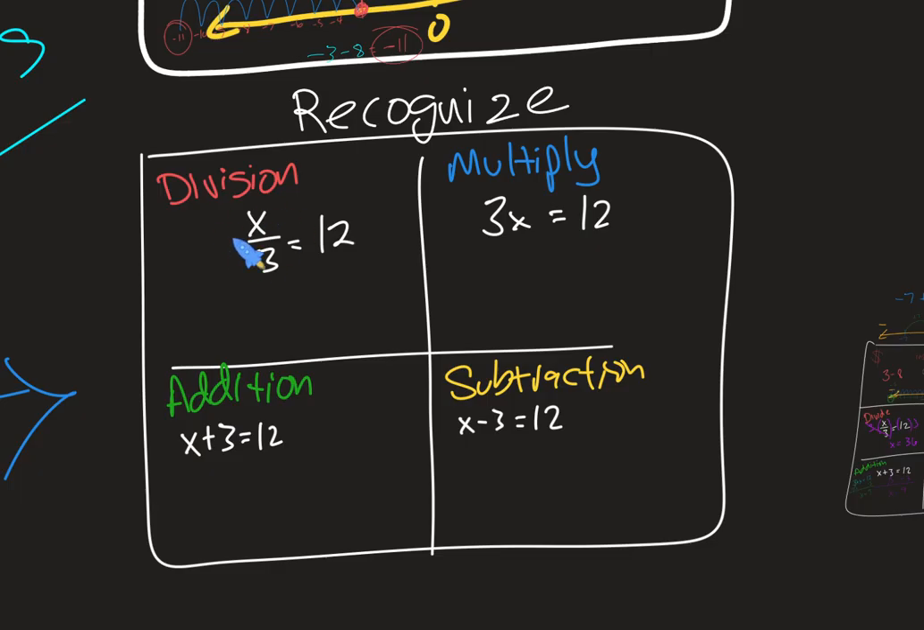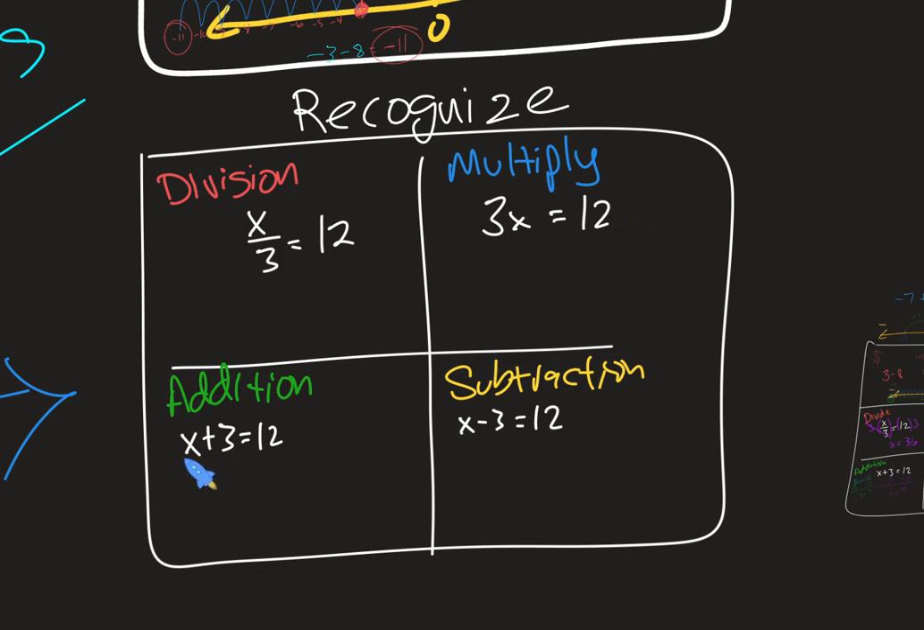Like this is division because it's x over 3. This is a bag of money divided by 3 people. We're all going to get $12, okay? This is multiplying. It's not 3 plus 5. It's I have 3 bags of money, and that happens to equal $12.